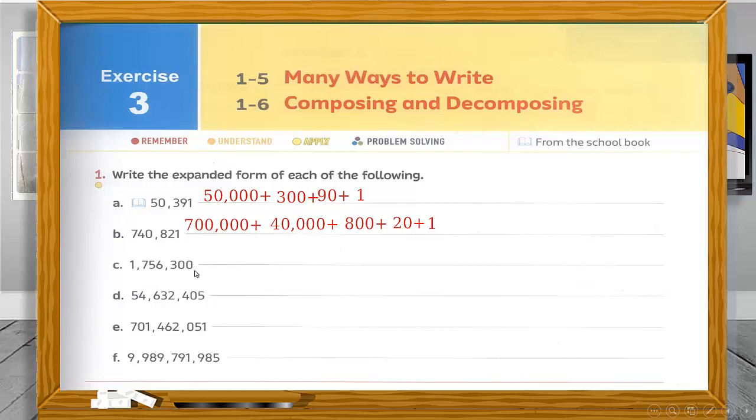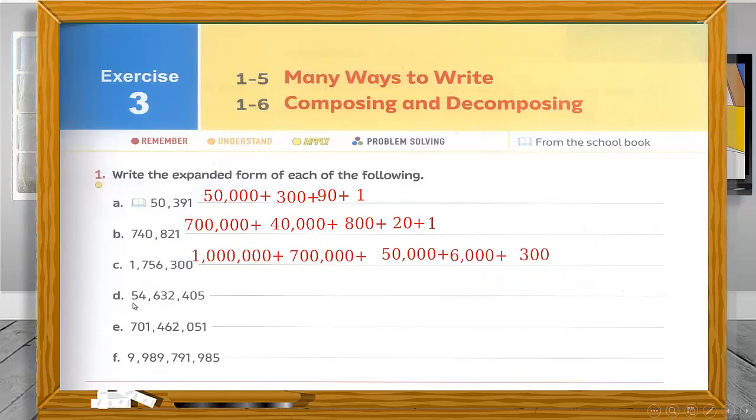See, we have here 3 periods. 1,756,300. To write expanded form, we said read the number from the left side. 1 million. Write 1 million, which means you should put 1 and 6 zeros. 3 periods. In the next period we have the 100,000 place, we have 7. Write 700,000. In the 10,000 place we have 5. So you should write 50,000. In the 1,000 place we have 6,000, and write 300.